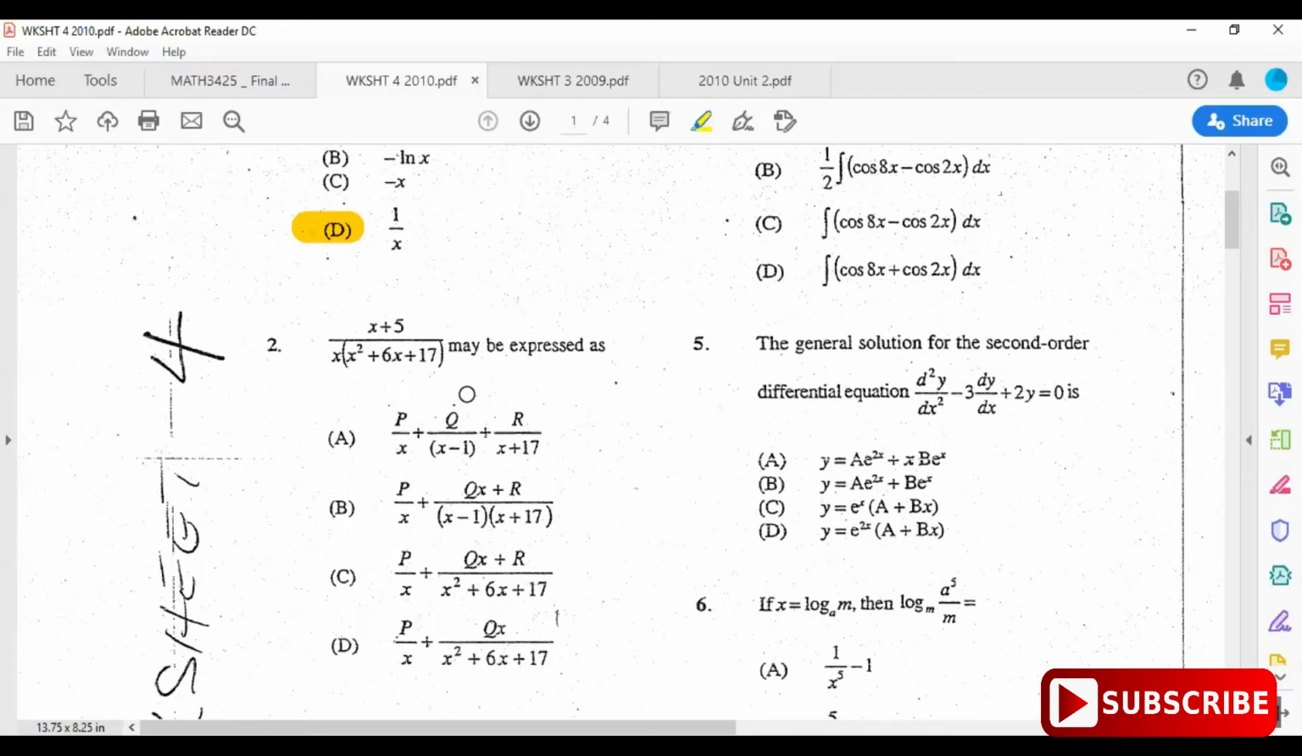So let me ask you a question. How do you know when you can break a quadratic into linear factors? How do you know when you can factorize it?